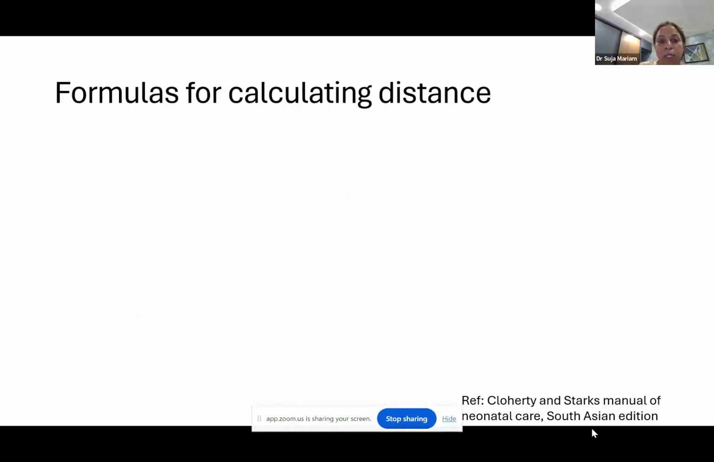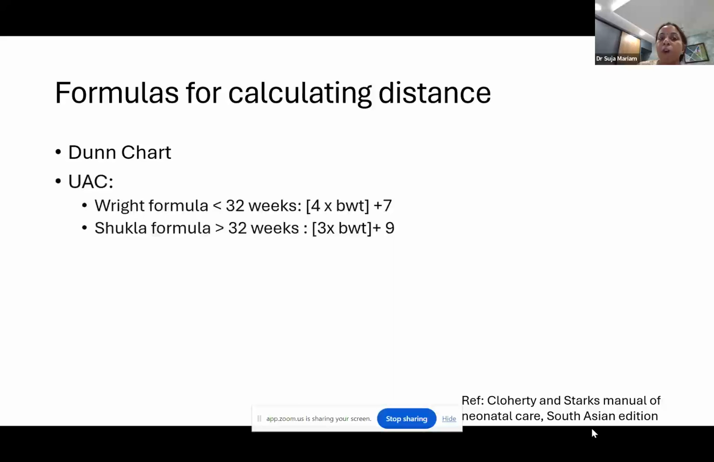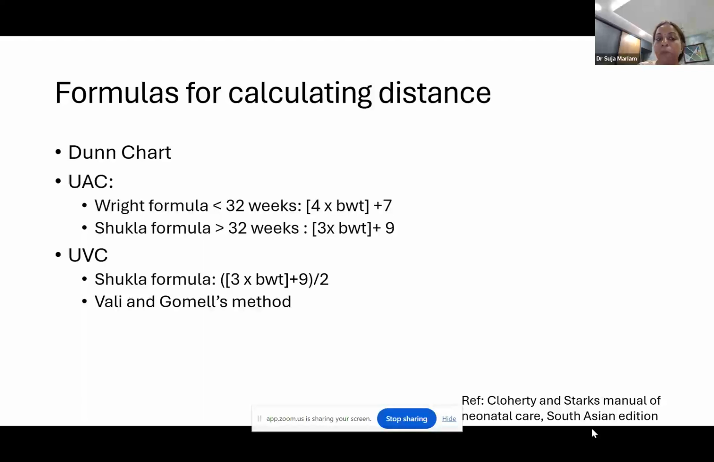Now this was not a question, but roughly quickly going through the formulas, you know that there is a Dunn chart which is separate for umbilical artery catheter and umbilical venous catheter. For umbilical artery catheter, there are two formulas, Wright formula and Shukla formula. So Wright formula is for a less than 32-week baby and Shukla formula is for a more than 32-week baby. For UVC, again we have a Shukla formula irrespective of the gestation. You would see that it is exactly half of the umbilical artery catheter insertion.